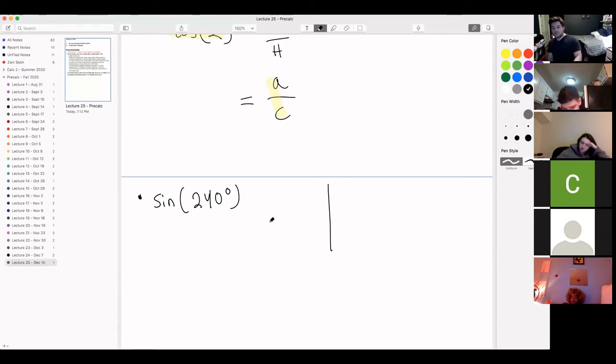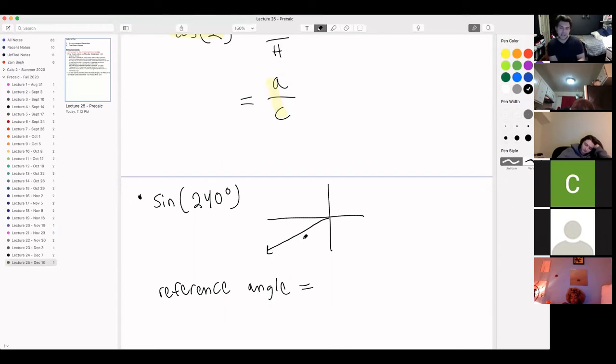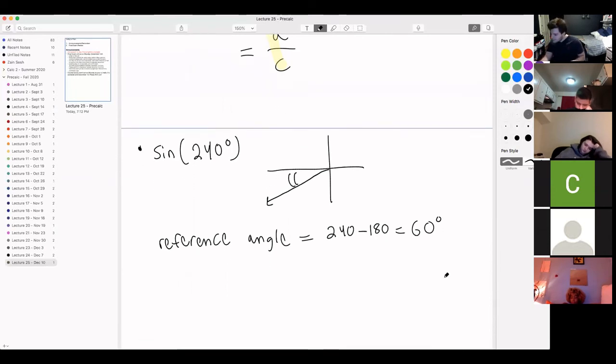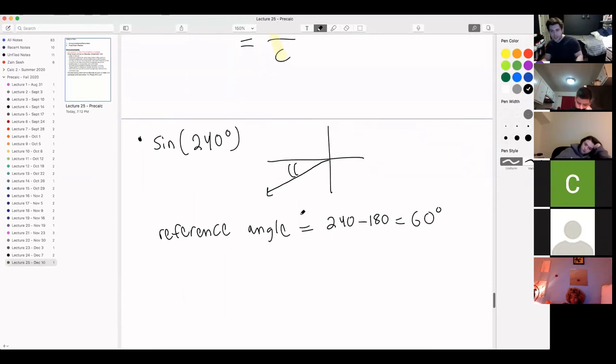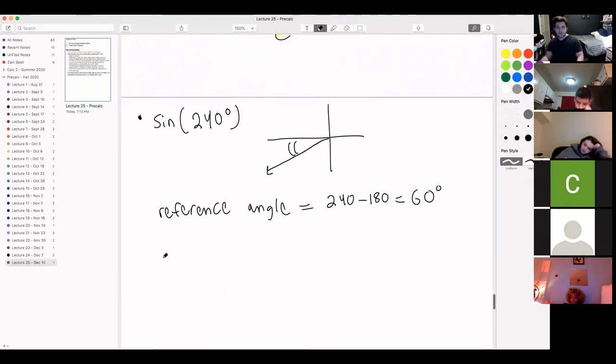Okay, so for these questions, you need to figure out which quadrant you're in. If we're doing 240 degrees, that's going to be in the third quadrant. It's going to be somewhere over there. You need the reference angle. Good, so the reference angle is the angle it makes with the part of the x-axis that's closest to this angle. So you want to find this angle right here. That's the reference angle, and you can just do 240 minus 180 to get that. So it's 60. Yeah, it is 60. Okay, so that's this angle right here. That's 60 degrees.